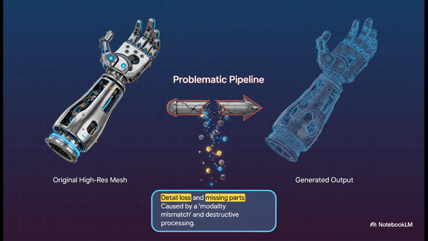And the paper says, hey, there are two big reasons for this. Something they call a modality mismatch and a whole bunch of really destructive steps that happen before the AI even gets to see the model.